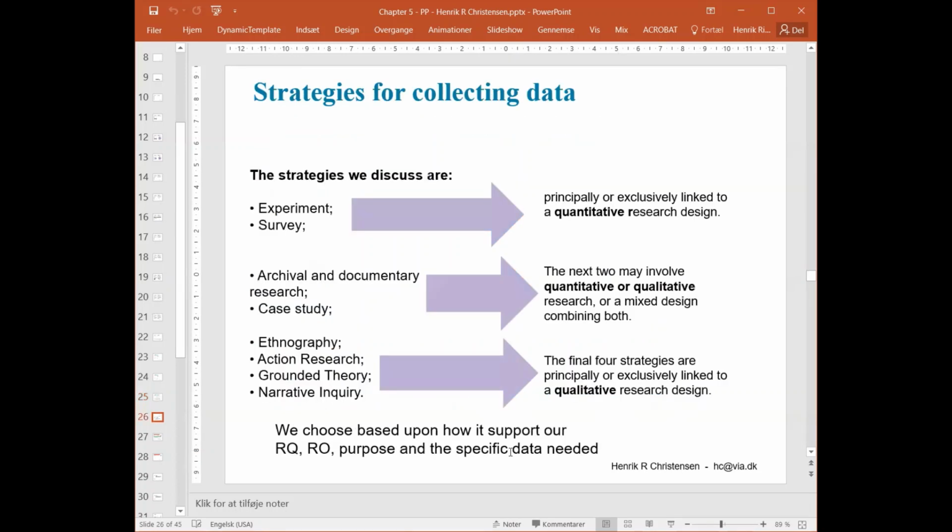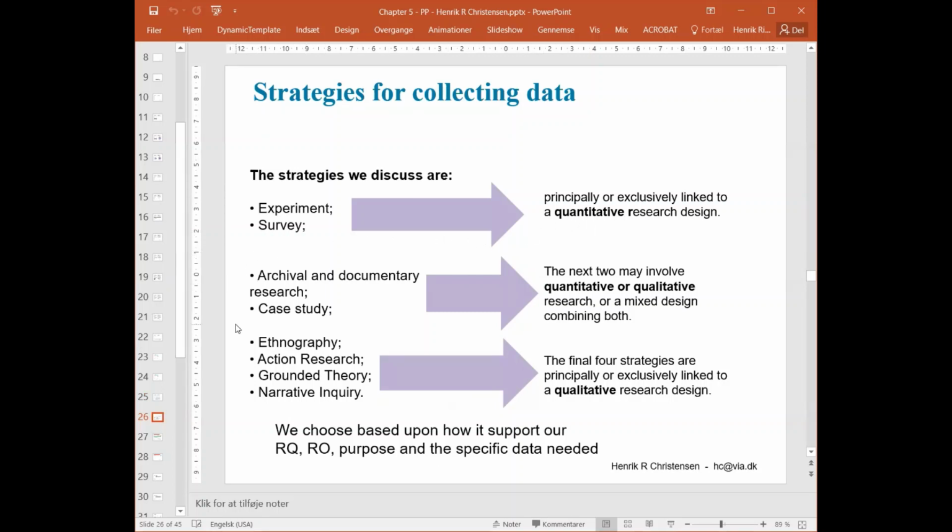So what are the strategies for collecting data? And in this lecture, we will take a closer look at these different types of strategies that we can see here to the left. We have experiment and survey, which are more or less linked to quantitative research designs. And that's simply because they normally create numbers in some way, and that means that we can actually calculate and use statistics on them.